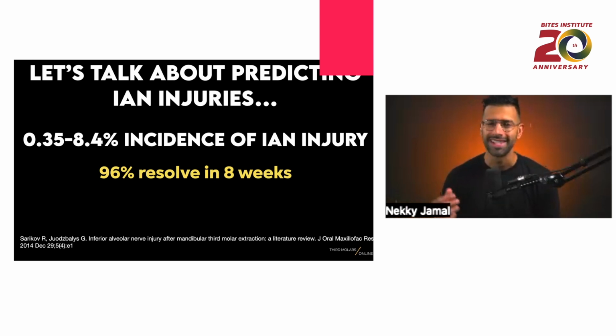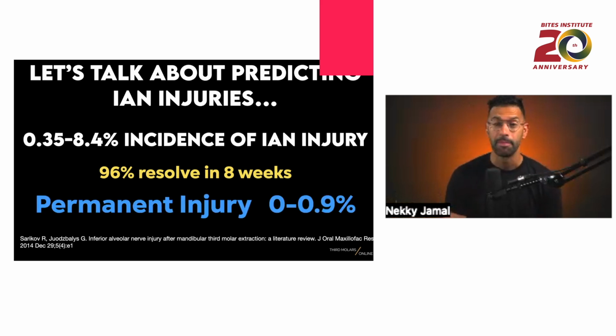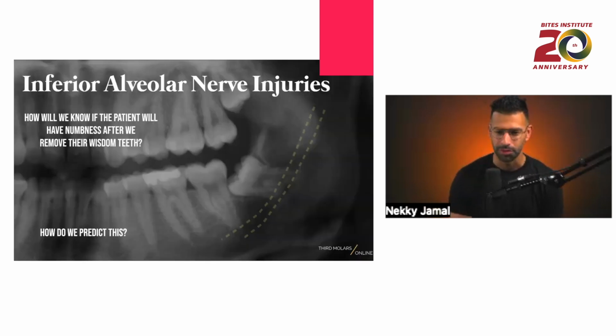So the cool part is 96% of those nerve injuries resolve within 8 weeks, but permanent injury, that's almost 1 out of 100. We do not want to be that person causing that injury. So it's so important to know what to take on and what to refer out.